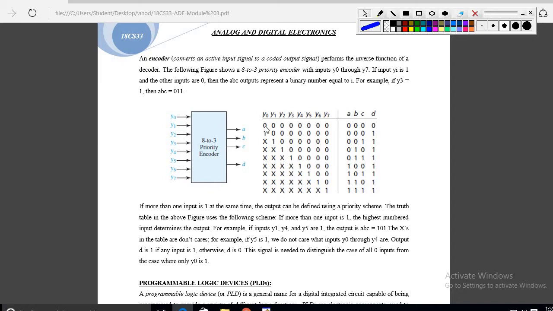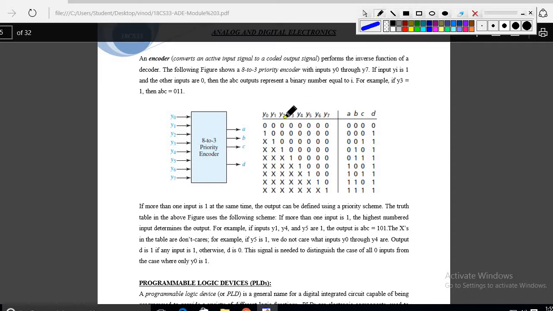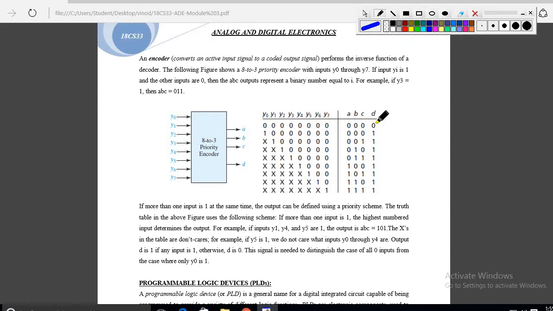What is that condition? If all the inputs from y0 to y7 are 0, then D is also 0. If any one of y0 to y7 is present, D should be 1. So here y0 is 1, so D is 1, and the rest are all 0. And here y0 is don't care and y1 is 1. In this case also a 1 is present among y0 to y7, so D is 1. If any one of the inputs is 1, irrespective of all the other inputs, D is always 1. If all inputs are 0, then D is also 0.